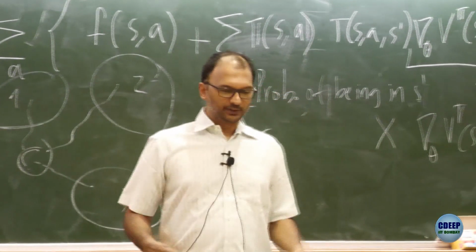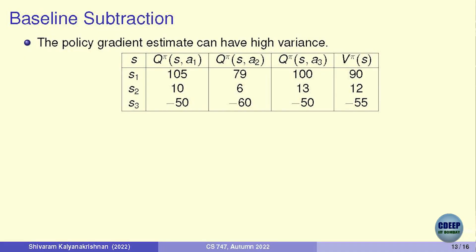that the Q values are all quite high. So S1 could be a state in which the Q values for the three actions are 105, 79, and 100, which means the V pi of S is 90. For S2, which is in this other world, it's close to single digits, 10, 6, 13, etc. And S3 kind of states are all ones where it's big negative. Now truly, the V pi of the starting state is going to be some average of these things, depending on the probability with which you go to these things. But if you just run one episode, or a small number of episodes, you're going to get most of your gradient calculations either from this or from this or from this. So because of that, depending on where your luck took you, you could get different gradient estimates.